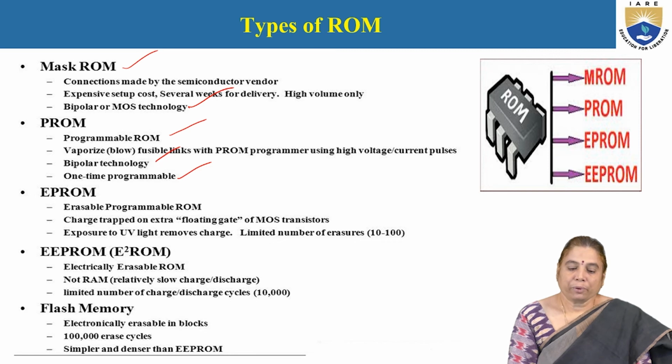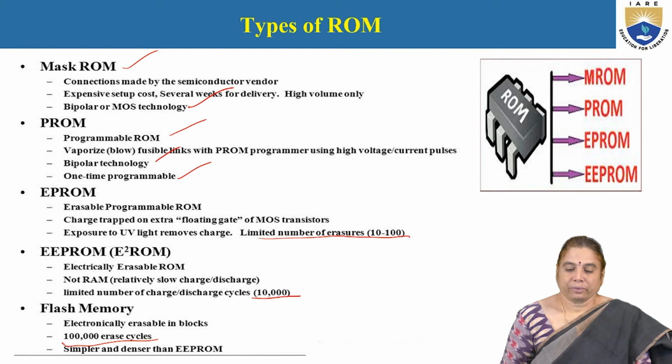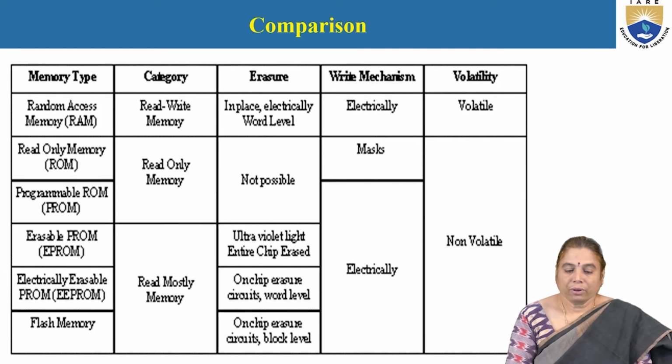EPROM means erasable programmable read-only memory. Here the content can be erased with the help of ultraviolet rays, and the limited number of erasures is 10 to 100. EEPROM or E-square ROM means electrically erasable ROM. Here the erasures are done with the help of electrical signals and the number is limited to 10,000. Next, flash memories are electrically erasable in blocks, and the number of array cycles is higher in flash memories. So these are the different kinds of ROM.